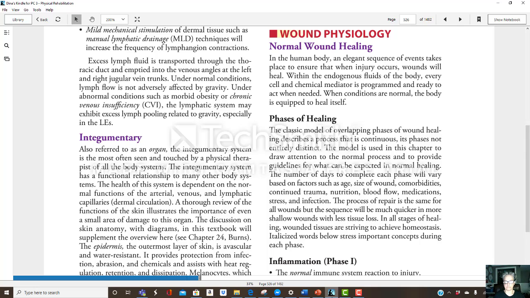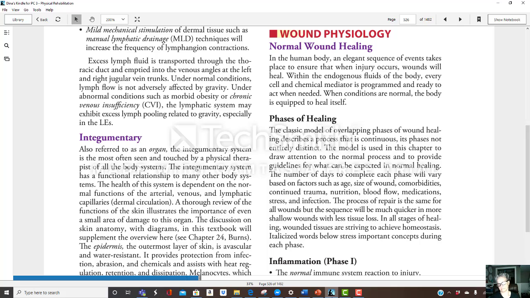Wound physiology. Normal wound healing in the human body. An elegant sequence of events takes place to ensure that when injury occurs, wounds will heal within the endogenous fluids of the body. Every cell and chemical mediator is programmed and ready to act when needed. When conditions are normal, the body is equipped to heal itself. Phases of healing. The classic model of overlapping phases of wound healing describes a process that is continuous, its phases not entirely distinct. The model is used in this chapter to draw attention to the normal process and to provide guidelines for what can be expected in normal healing.